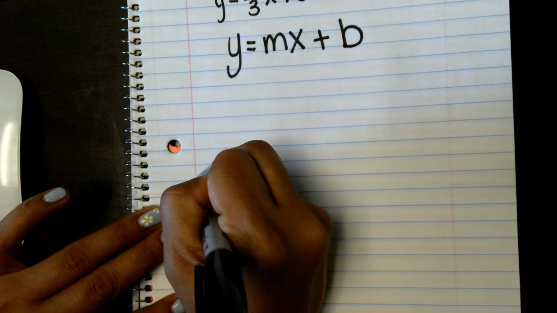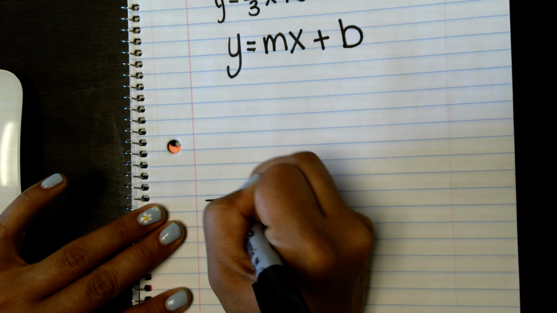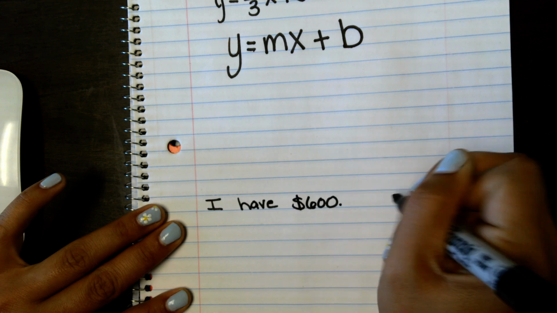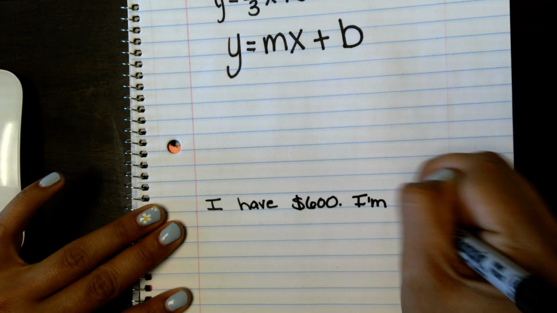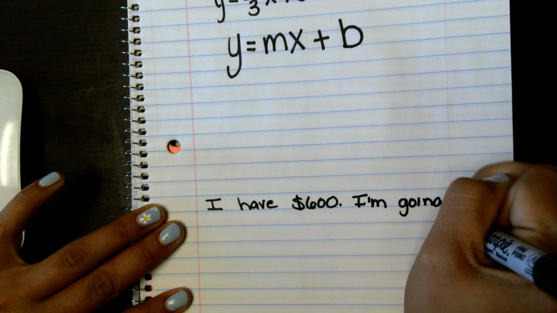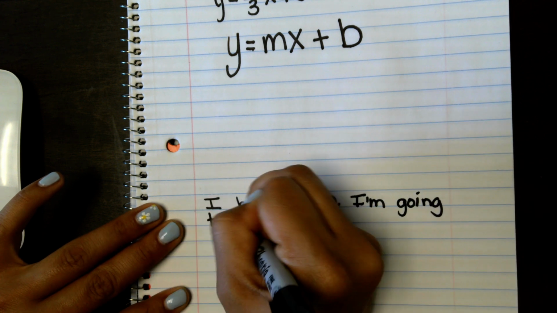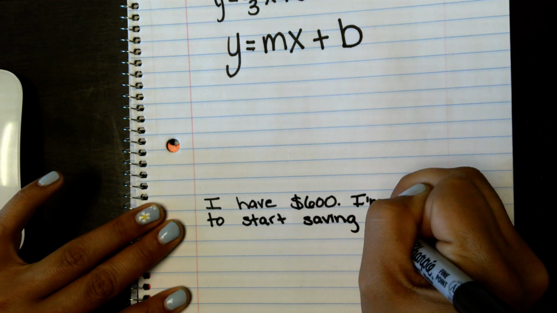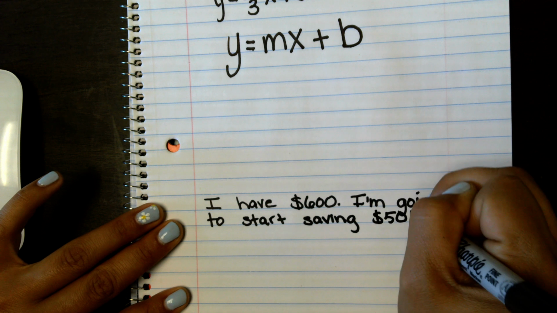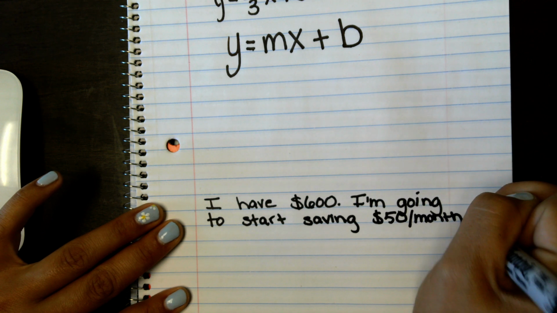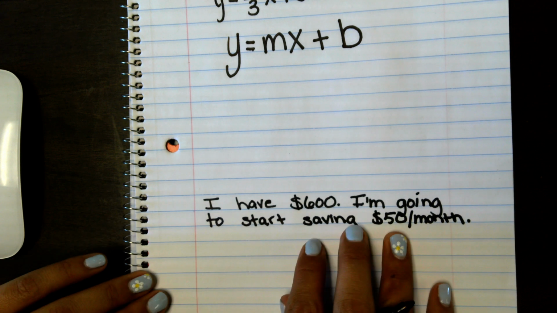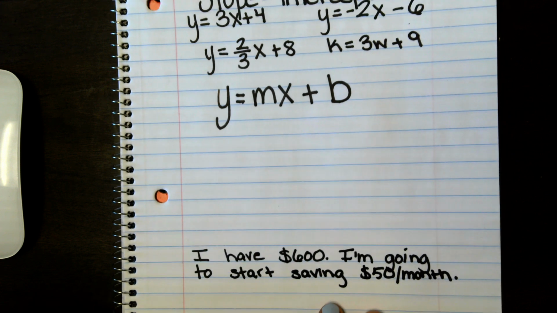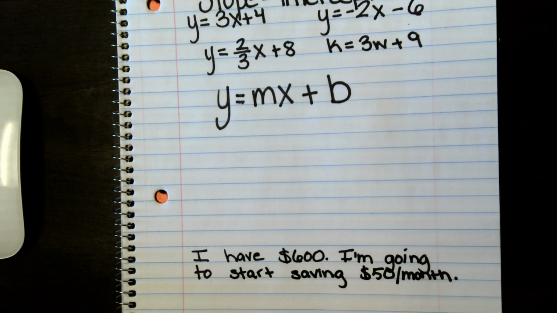So the example I'm going to give you is kind of a story, which is I have $600. I'm going to start saving $50 per month. This is a great situation, saving the same amount each month, that we could apply to the slope-intercept form of the equation of a line.